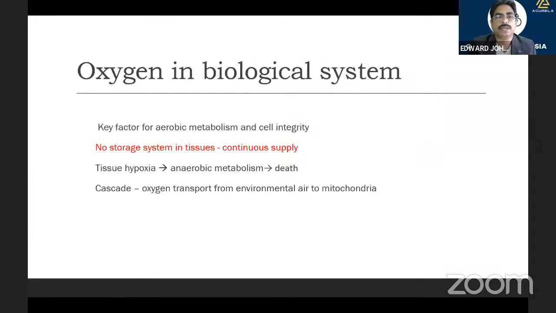Oxygen in the biological system is the key factor for aerobic metabolism. Like glucose, there is no storage. Like glycogen, there is no storage of oxygen. It has to be continuously supplied. If there is any interruption in the supply of oxygen, the tissue will go for anaerobic metabolism and subsequently die. So the cascade means the oxygen transport from the environment to the mitochondria.